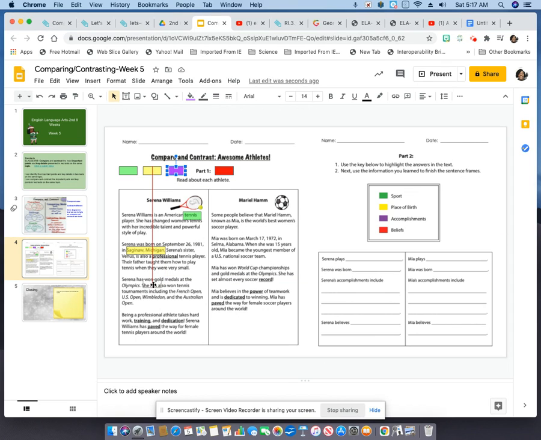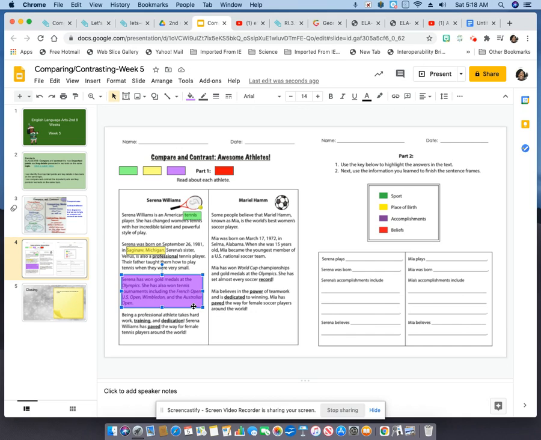I'm going to come down here, and she's won gold medals. We're going to highlight that at the Olympics. And she's also won tennis tournaments. So we can highlight all of this, including the French Open, US Open, Wimbledon, and the Australian Open. So those were her accomplishments.